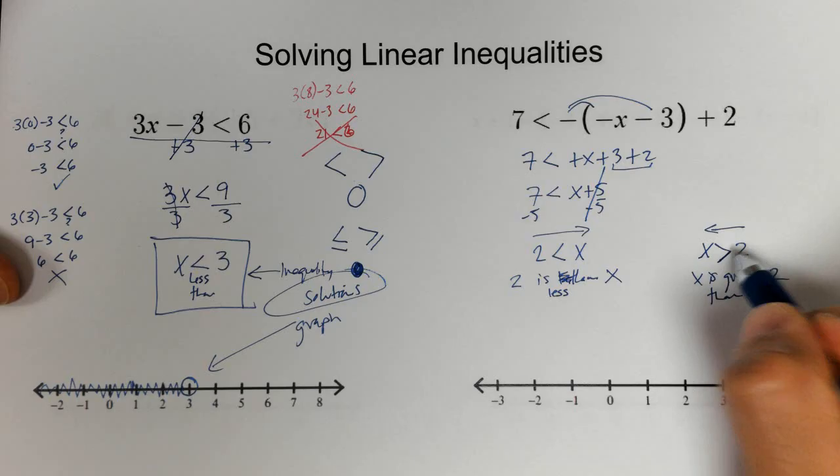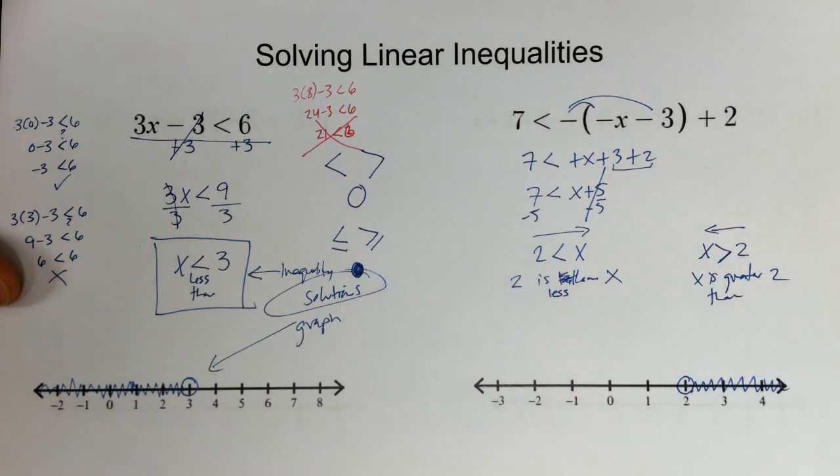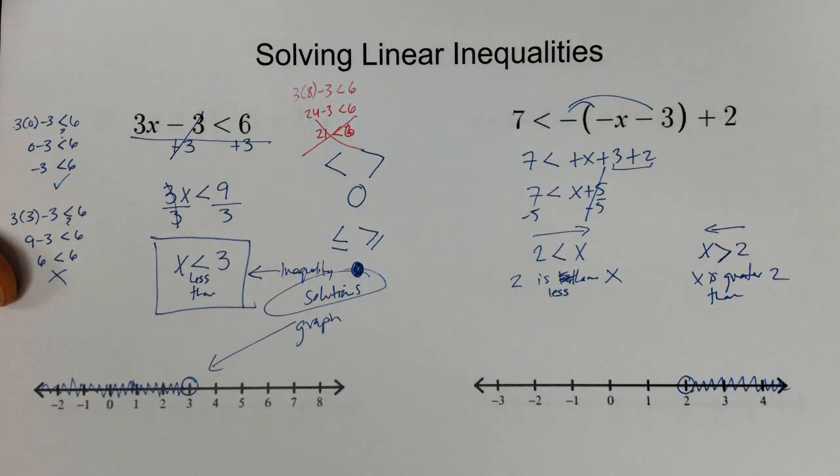Now, since there's no equal symbol here, it's going to be an open circle, and we shade everything to the right. x is everything greater than that. And you're welcome to plug in numbers in the different ranges to see what is true.